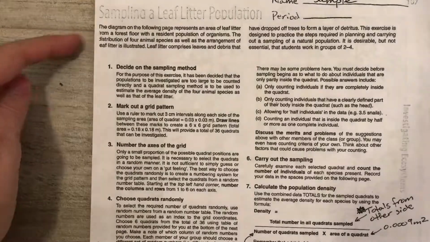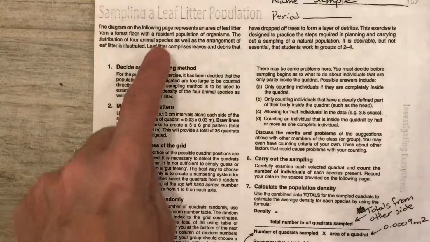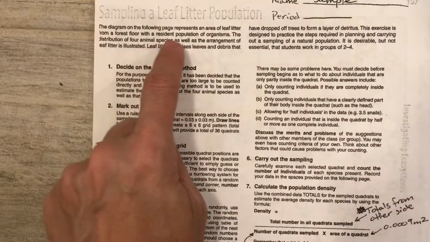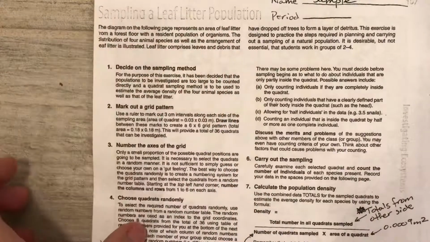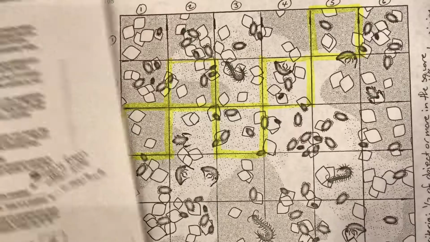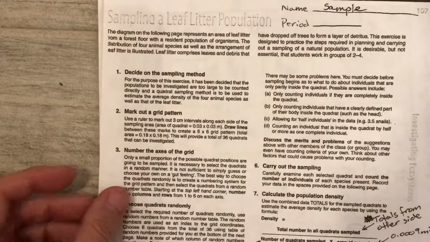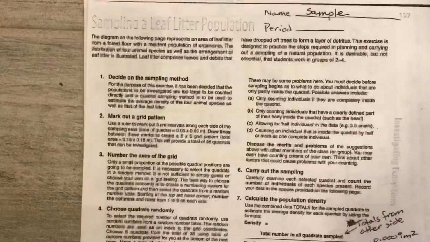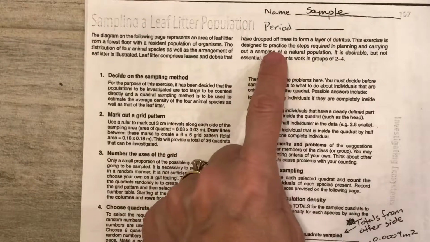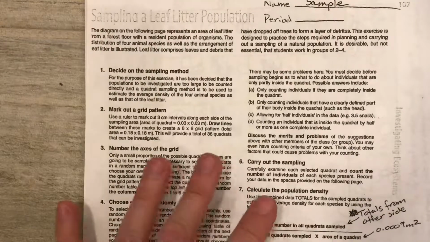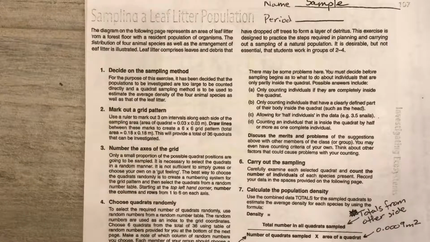So the expectation is that you have read this part up here, and you can see the diagram on the following page represents an area of leaf litter from a forest floor with a resident population of organisms. In other words, it's as if somebody took a picture of the ground in a forest. There's 4 animal species, and there's also leaf litter that's there. And it gives you a definition of leaf litter. And then you're practicing the steps required in order to do a sampling of a natural population. This is something that people who do this for a living actually do.